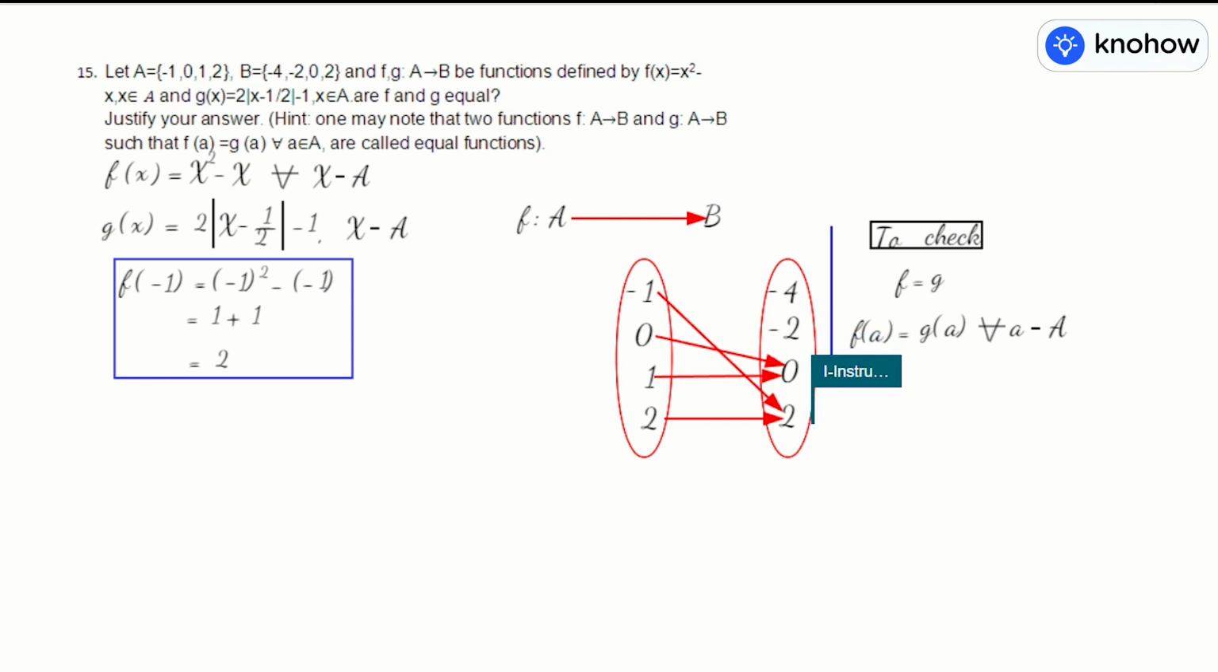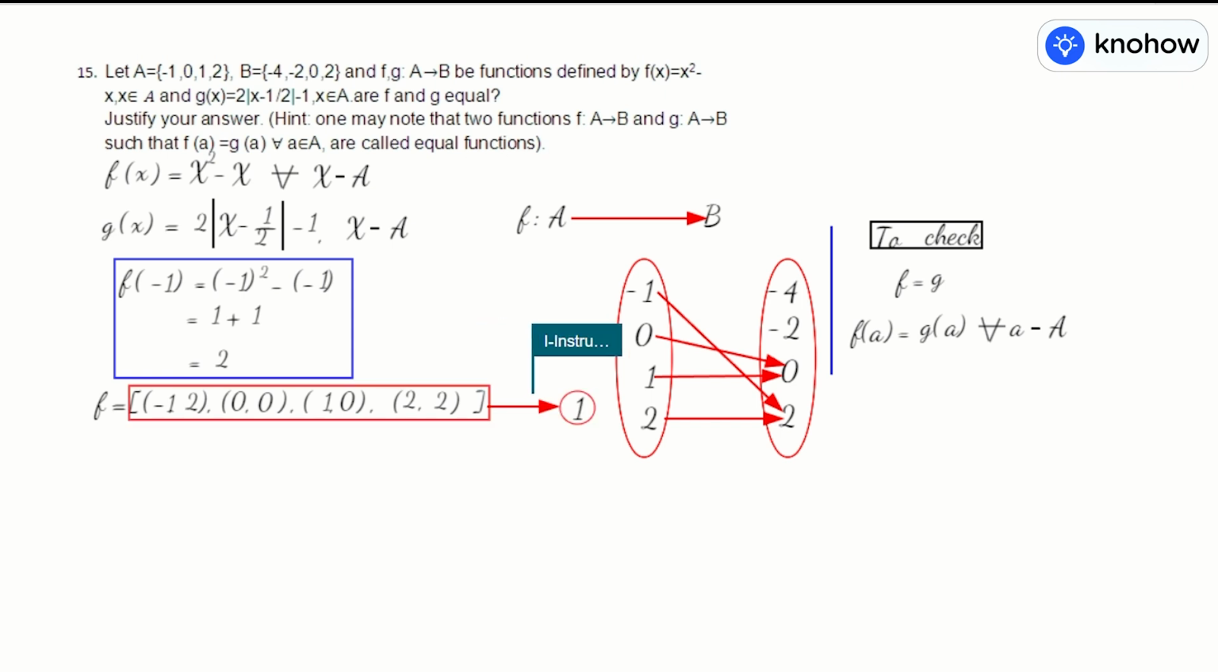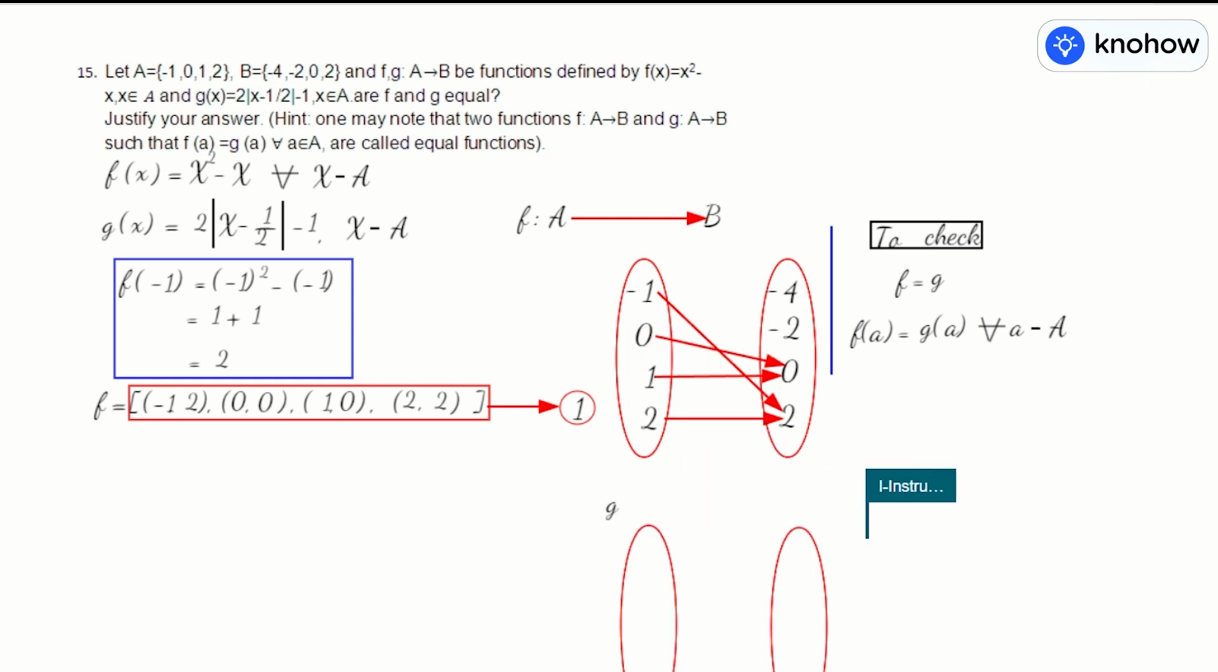Let me write it in roster form. What are the elements of f? The elements of f are (-1, 2), (0, 0), (1, 0) and (2, 2). This is your function f written like this. And now let us see function g, how the association takes place under g.